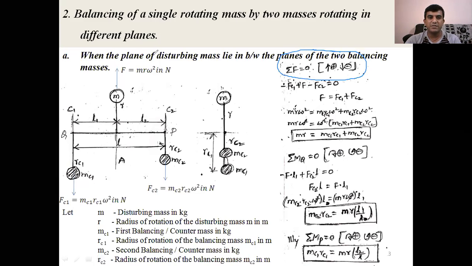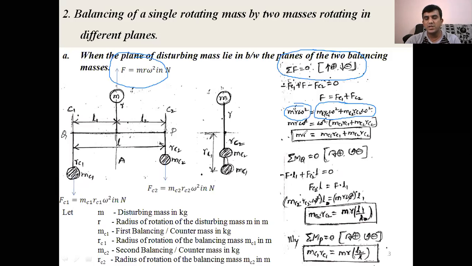What is F? F is nothing but M r omega square. That is equal to Fc1, m c1 r c1 omega square, plus Fc2, which is nothing but m c2 r c2 omega square. Now which is a common term in this equation? Omega square is the common term, take it outside. Now omega square gets cancelled.